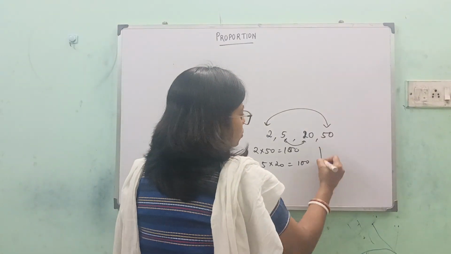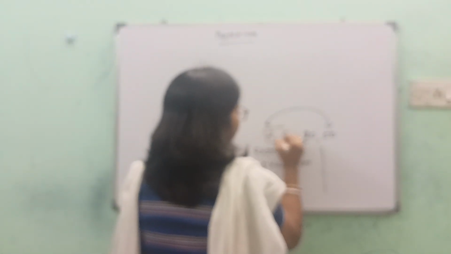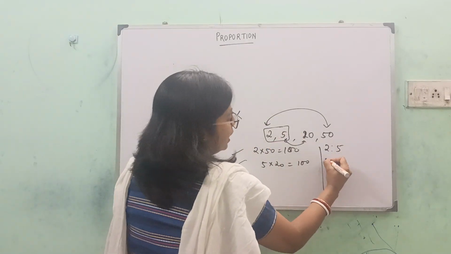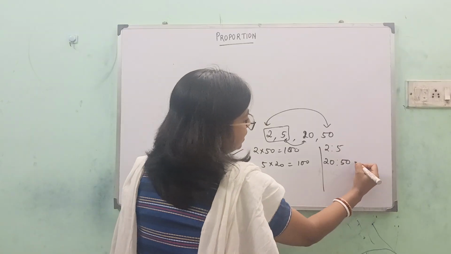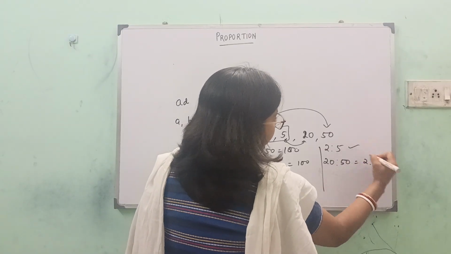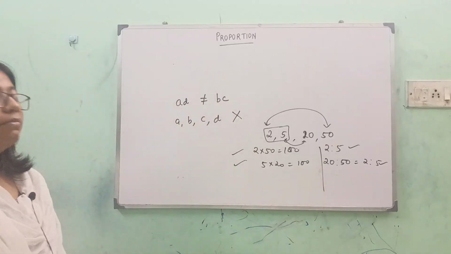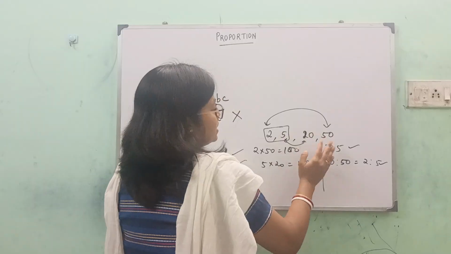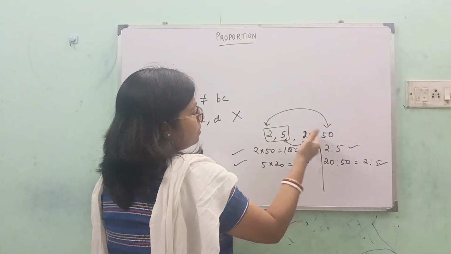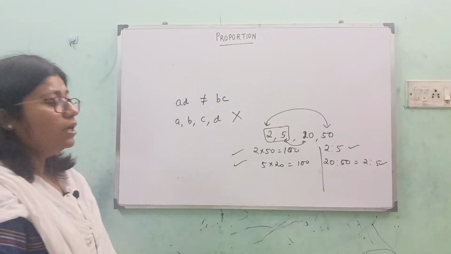An alternate method also you can do. Find out the ratio of the first two terms, that is 2:5, and for the last two, 20:50 is again 2:5. So, you can see that we get the same values of the two ratios in the simplest form. Thus, since the two ratios are the same, the four quantities are in proportion.